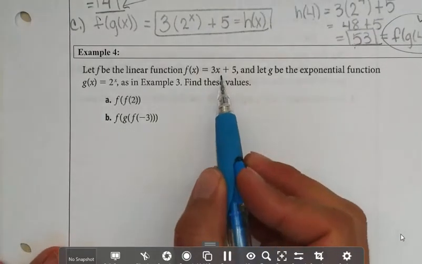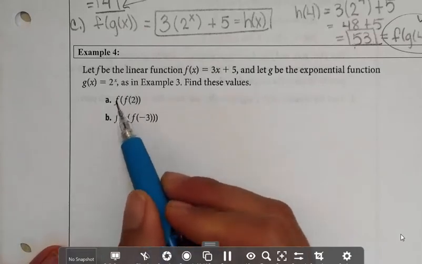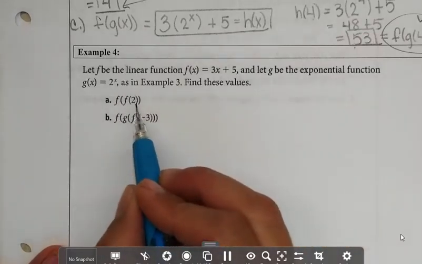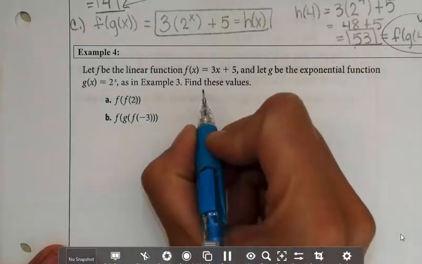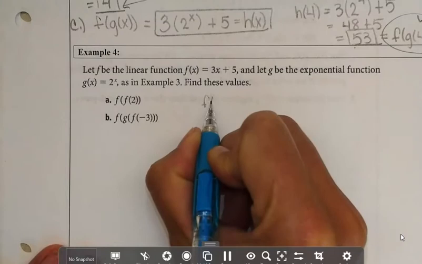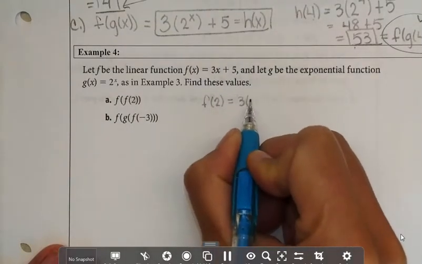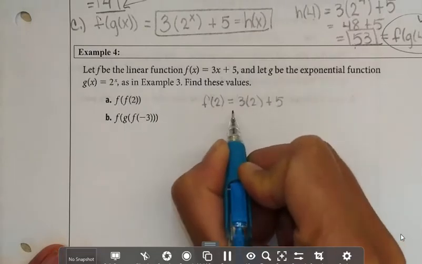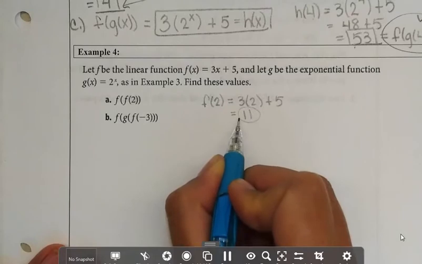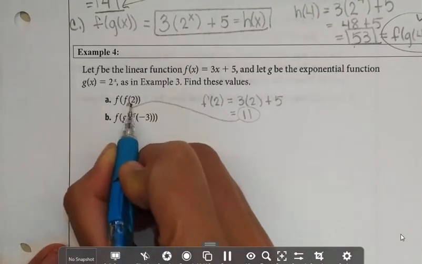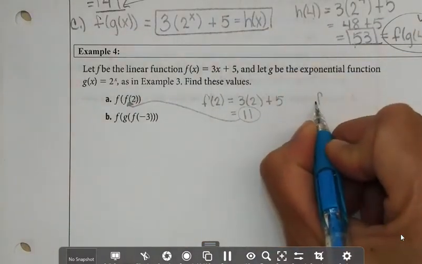Okay, working with the same exact functions, now we're going to plug a function into itself. So f of f of 2. I guess it would be important to first figure out what f of 2 is, right? Well, f of 2, I need to plug 2 in, so I get 3 times 2 plus 5. So I'm getting 11. Now I'm going to take that 11 and plug that in as my input to f. So really I get f of 11.